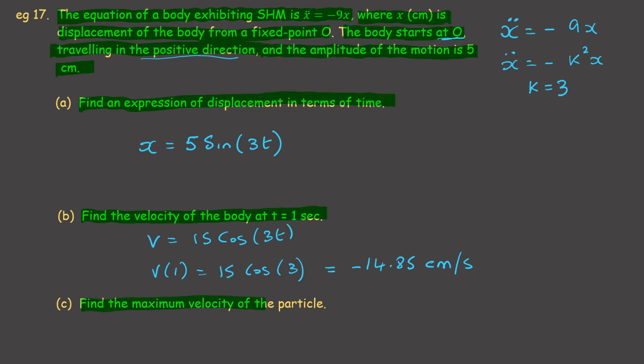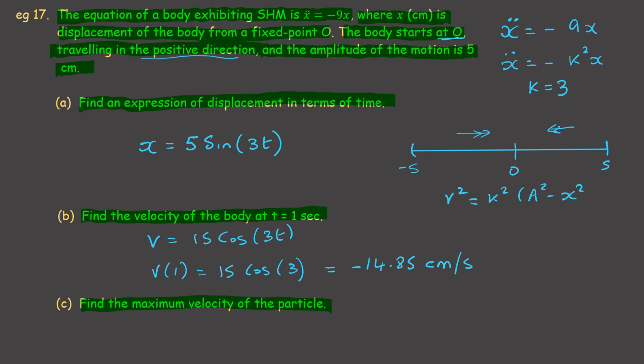We want to find the maximum velocity of the particle, which we know happens when we're at the mean point. I'm just going to talk about this for a moment. In this case, we have an amplitude of 5, the mean point is here, and we know that it always accelerates back towards the mean point, which means the acceleration is 0 at O, and so that's where the maximum is.